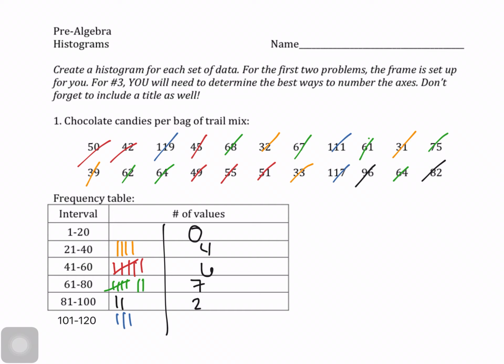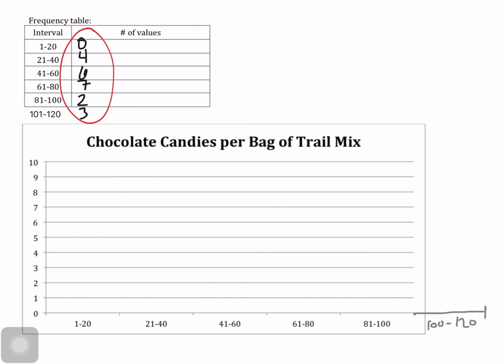So let's get started. First thing we need to do is, if we are given a set of data, we have to organize it. So I'm going to start by plotting all of these, tallying up all of these data points and filling them into my table. So 50 is going to go here, and 42 is going to go here, and 119 is going to go down here, and 45 will go here, and so you can kind of see the idea. So I'm going to pause the video, I'm going to fill this in, and then it'll save us some time.